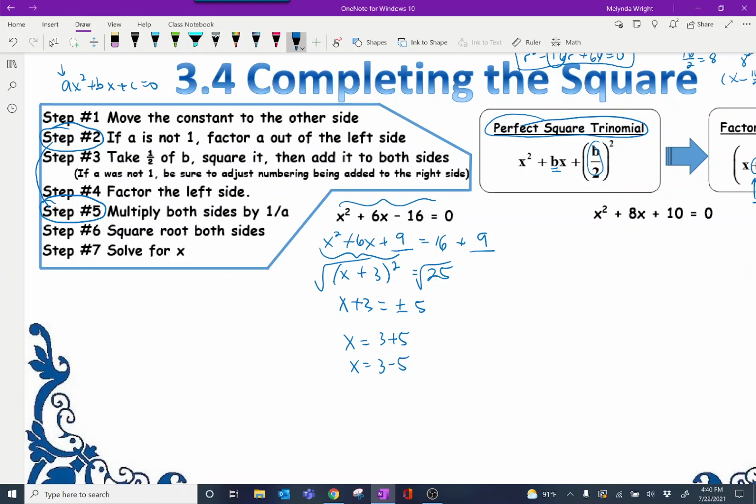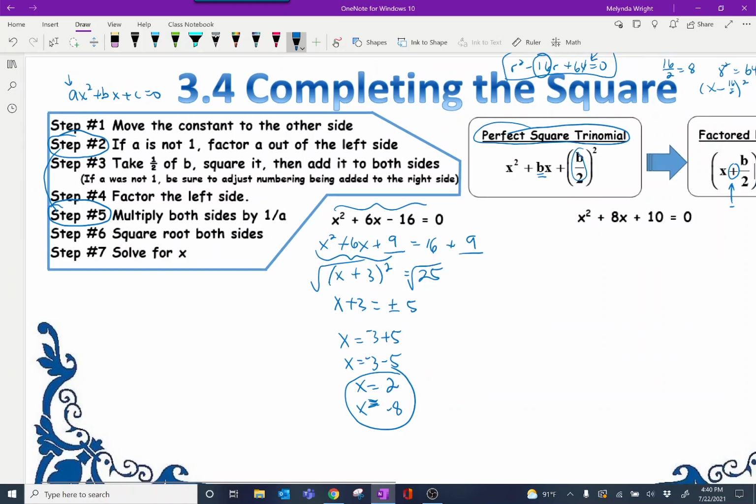And so that gives us x is 8, and x is, what is that? Oops, nope. This is negative because I had to move it over. See, it's a positive right here. I had to move it over. Negative 3 plus 5 is 2, and negative 3 minus 5 is negative 8. So those are our two answers, and that's our very first completing the square. Yay! All right, so now let's practice that.